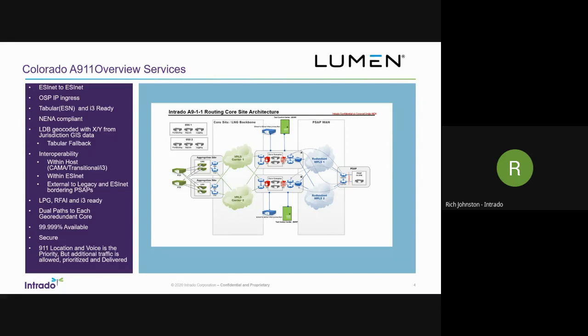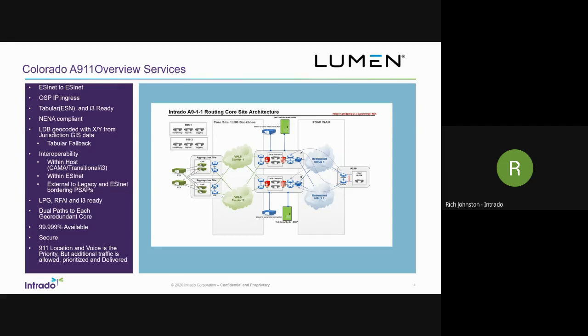Additionally, a nice little benefit of our system is, if there is ever a problem with that XY, which there shouldn't be, we always have that tabular ESN as a backup alternate route. In case we have an issue with the latitude and longitude, we can always fall back to the ESN because we continue to manage that MSAG on our side of the house.